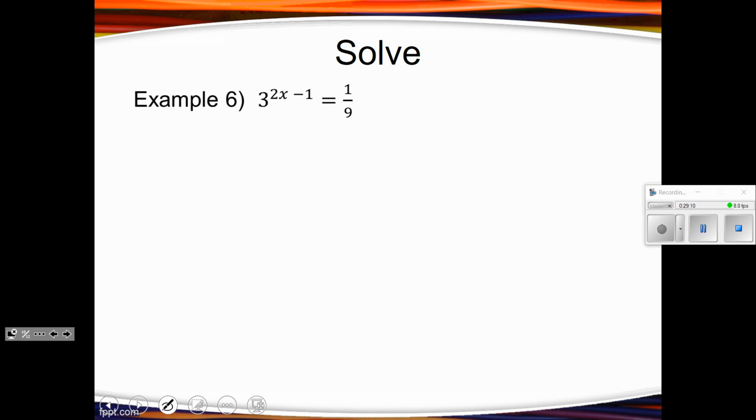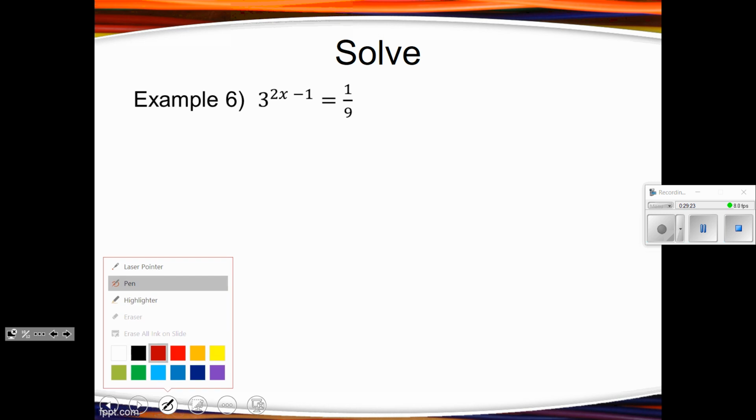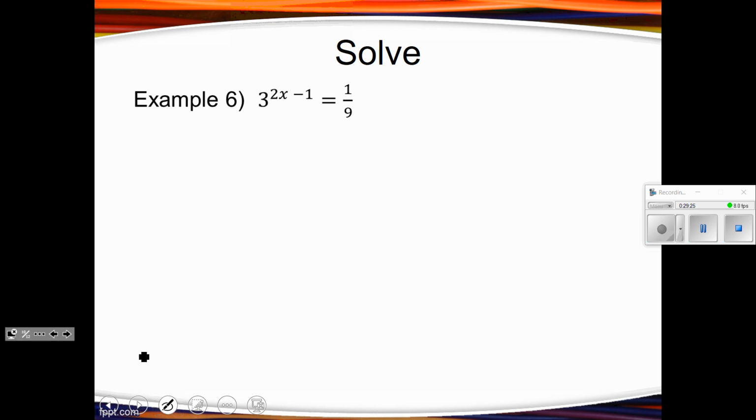How can we take 1 divided by 9 and make it have a base of 3? Okay? 1 over 9 and make it have a base of 3. What can we change 1 over 9 to? Very good. 3 to the negative 2.